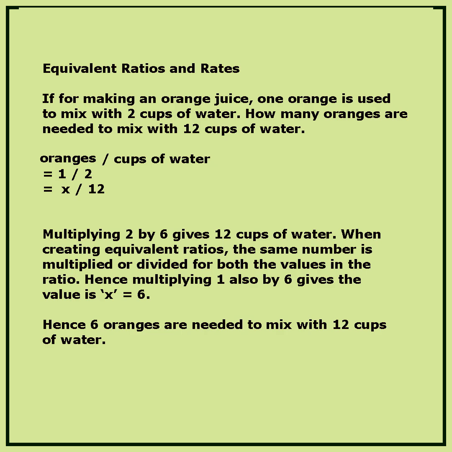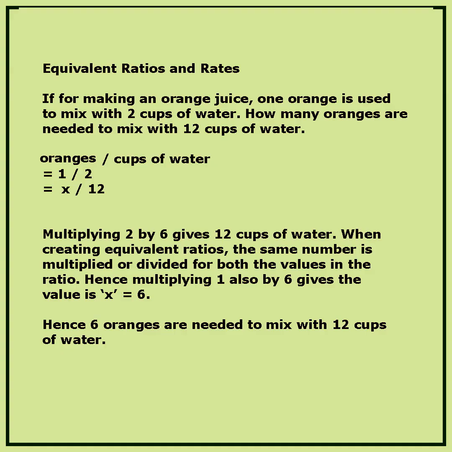Equivalent ratios and rates. If for making orange juice, 1 orange is used to mix with 2 cups of water, how many oranges are needed to mix with 12 cups of water? Oranges divided by cups of water equals 1 divided by 2 equals x divided by 12. Multiplying 2 by 6 gives 12 cups of water.